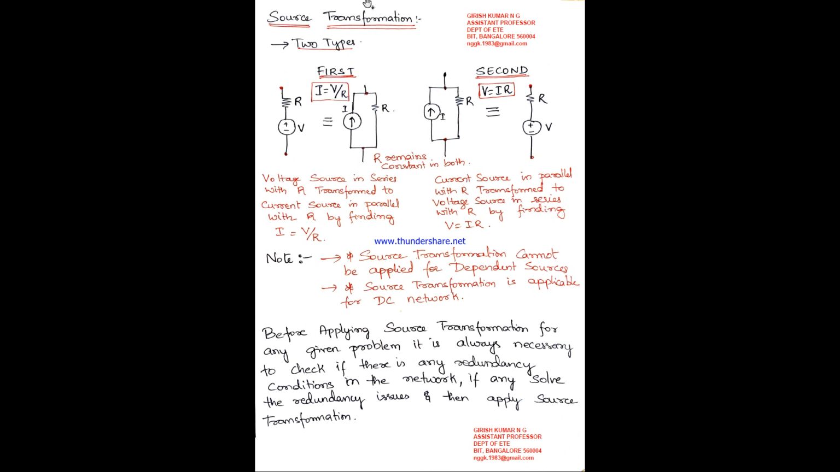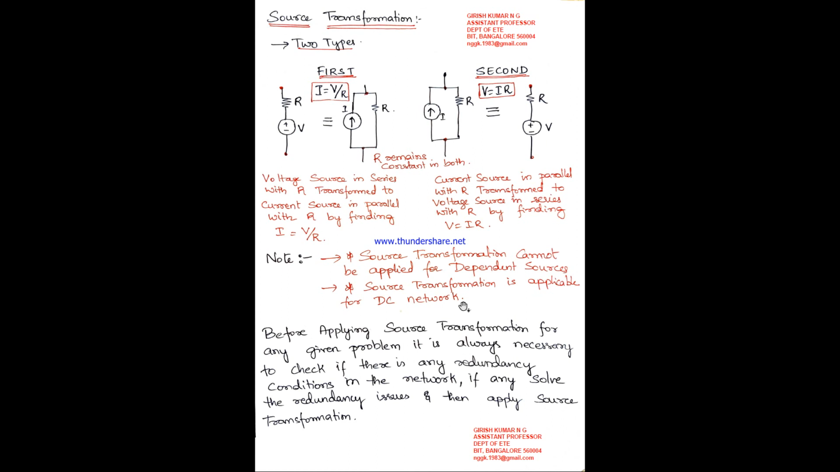Now, source transformation is only applicable for resistive circuits. Keep this in mind. Source transformation is possible only with respect to a resistive circuit, when you have a circuit which has only resistance. So it is purely DC. Source transformation is applicable only for DC networks. That is what you can see in the note.